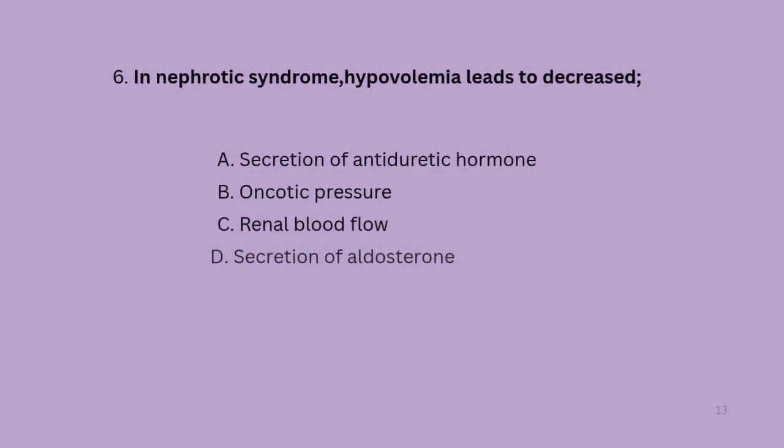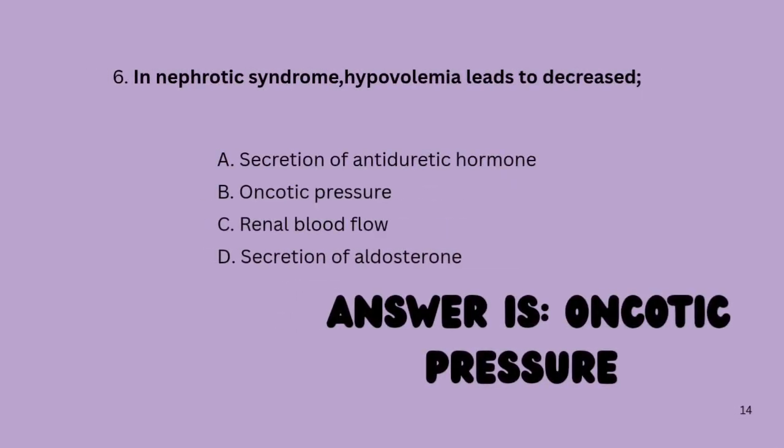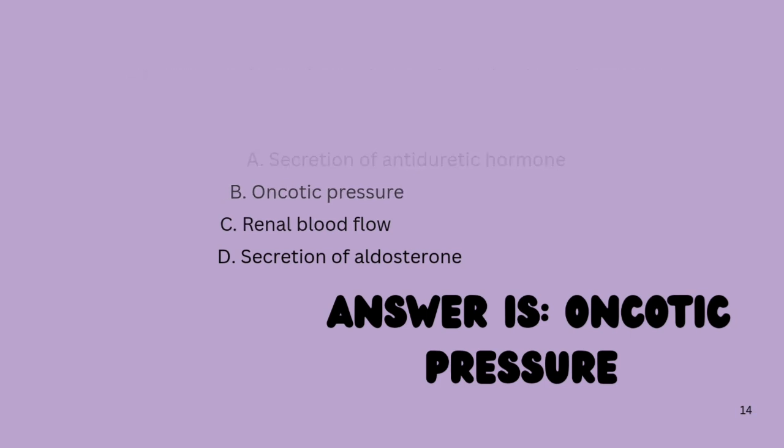Number 6. In nephrotic syndrome, hypovolemia leads to decreased a. Secretion of antidiuretic hormone, b. Oncotic pressure, c. Renal blood flow, d. Secretion of aldosterone. The answer is oncotic pressure.